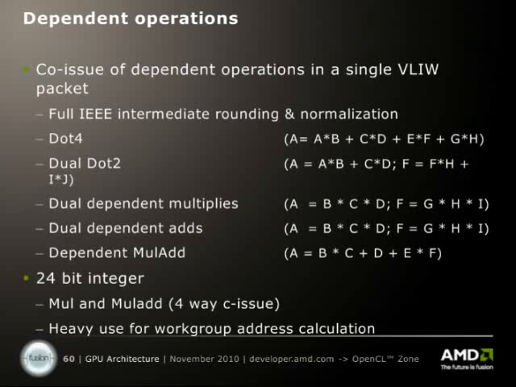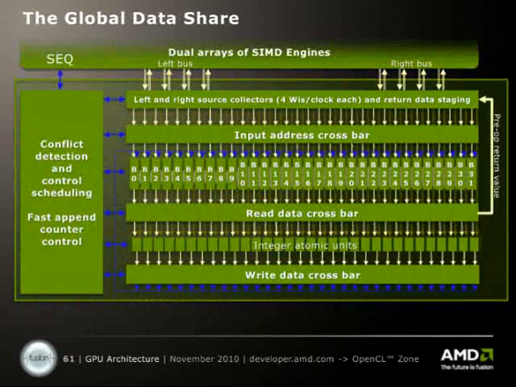So one of the features is it can co-issue certain sets of dependent operations in a single packet. And so this helps increase the amount of packing the compiler can do. It doesn't have to be 5 completely independent operations. So, for example, a dot4 could be issued that, of course, has to do the adding operations between the lanes. But that can be issued as a single packet.